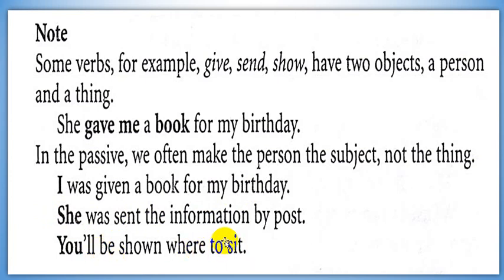So the active sentence of this first example, I was given a book for my birthday, means someone gave me a book for my birthday. She was sent the information by the post. The post sent her the information. Her the information. I will show you where to sit. You where to sit هو المفعول. You will be shown where to sit.